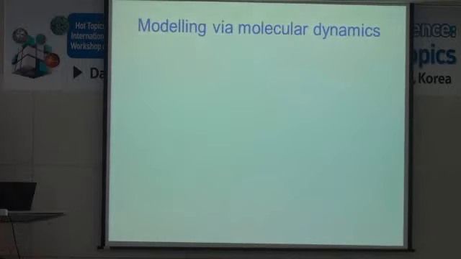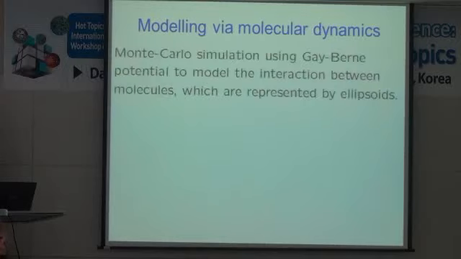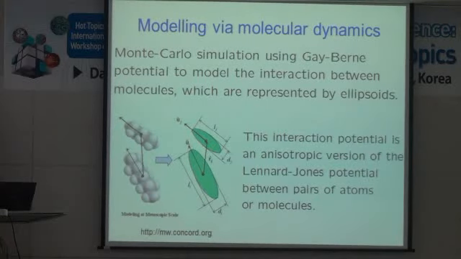So now, how are you going to model liquid crystals? A very appealing thing to do is to use molecular dynamics. After all, they're formed of molecules and they're interacting, so that seems to be the natural way to go about it. Here I want to show you a Monte Carlo simulation, not done by me, but by Claudio Zannoni and his group, using a particular potential, which I don't write down, the Gay-Berne potential, which models the interaction between the molecules, which are represented by ellipsoids.